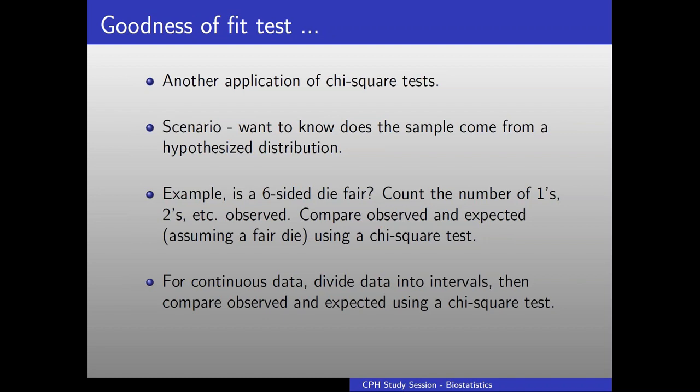A more practical problem would be to use it for continuous data to determine whether or not a sample comes from a normal distribution, in which case, because you have continuous data, you have to divide the data into intervals or strata, then compare the observed and expected counts using a chi-squared test in those intervals.